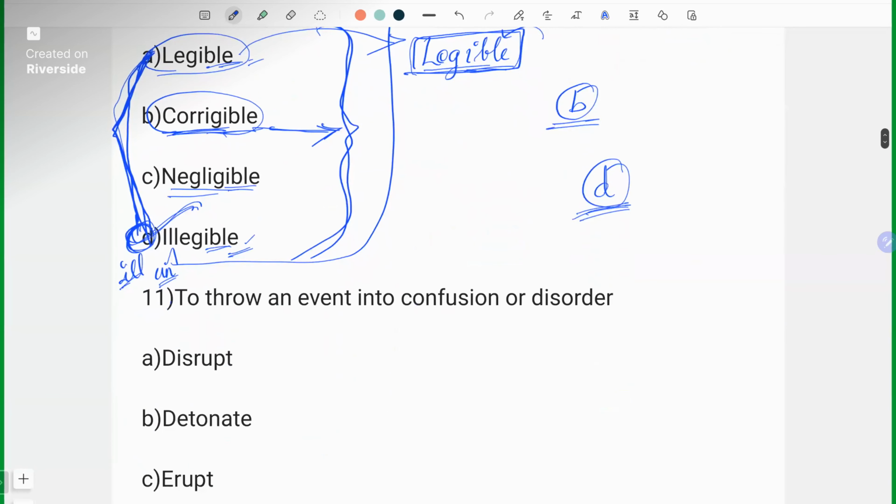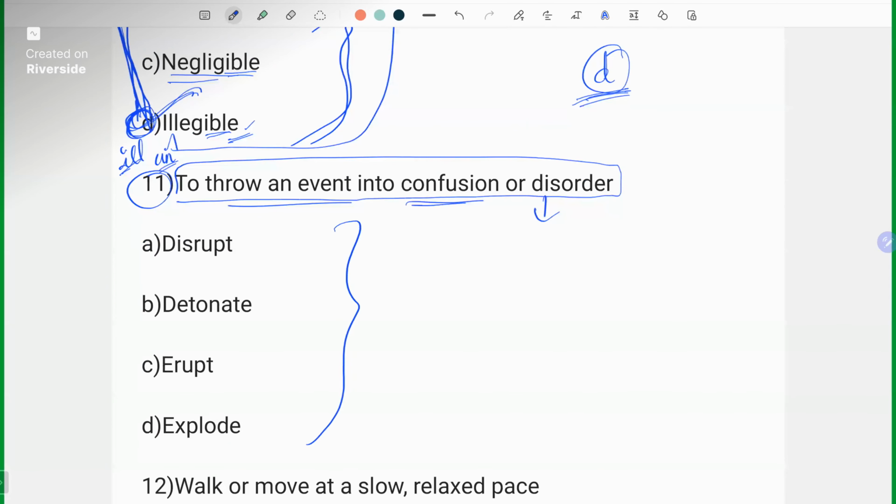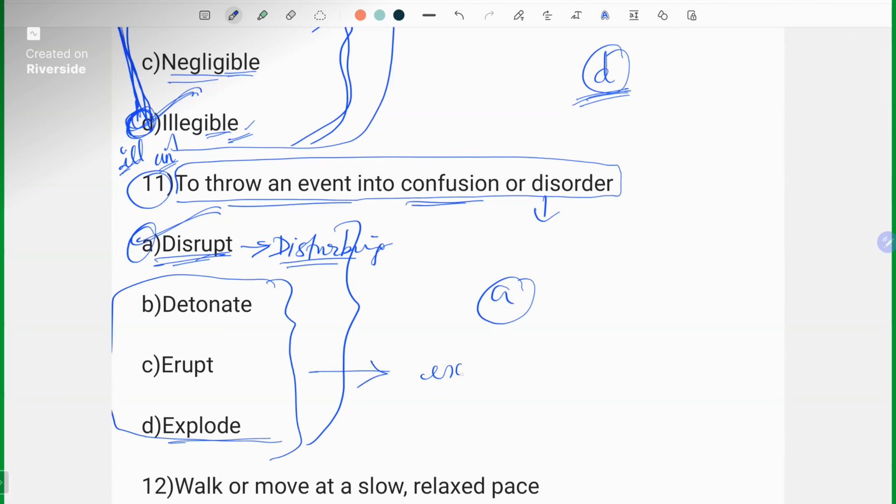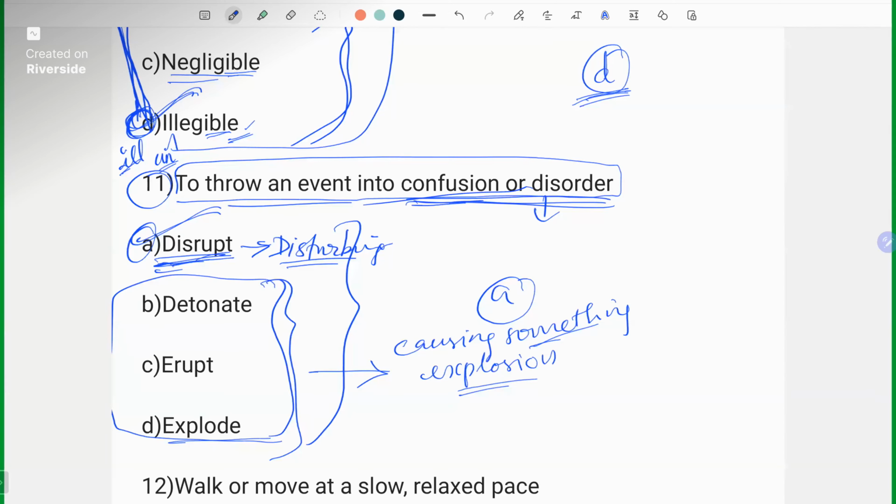Okay. Question 11. To throw an event into confusion or disorder. What is the answer? A is the answer. Disrupting, disturbing. Even if you don't know the answer, B, C and D mean the same: explosion, causing something to explode. So disrupt will be the answer. But it is pretty much direct.